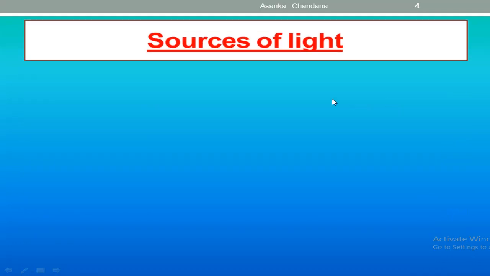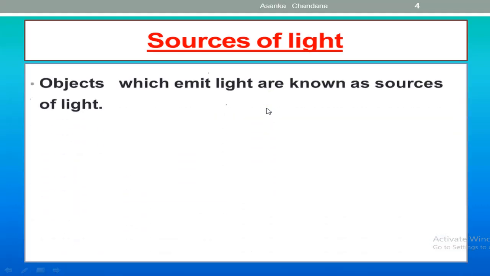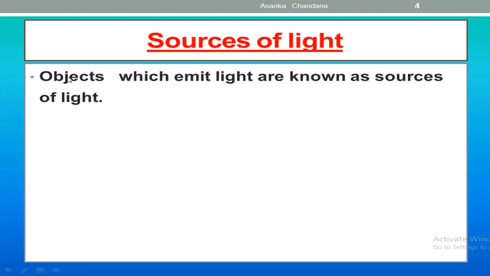Now we are going to learn about the sources of light. In our previous lesson we learned about sources of energy, meaning resources that can produce energy. So what are sources of light? Sources of light are objects which emit light. Objects which emit light are known as sources of light.